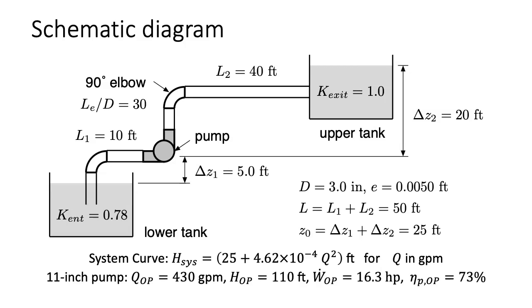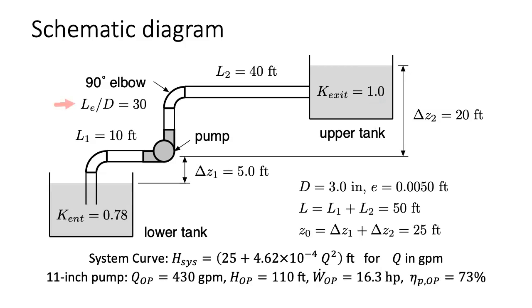Let's begin by looking again at the schematic diagram from Example 19, which shows water being pumped upwards from a lower tank to an upper tank. The water in the lower tank first enters the piping through a reentrant entrance with a loss coefficient of 0.78. Then it goes through 10 feet of piping and 1 elbow before the pump suction inlet. After the pump discharge, it goes through 40 more feet of piping and 1 additional elbow before flowing into the upper tank through an abrupt exit with a loss coefficient of 1.0.